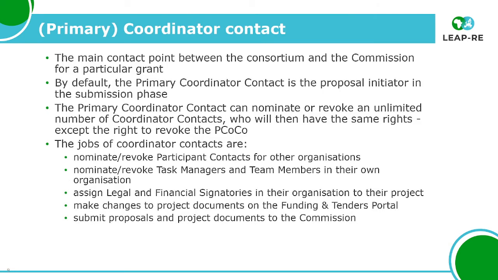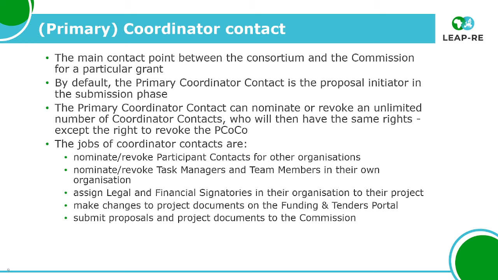Coordinator contacts, which is also a project role, are the main contact point between the consortium and the Commission for a particular grant. By default, the primary coordinator contact is the person who initiated the proposal in the submission phase. The primary coordinator contact can nominate or revoke an unlimited number of coordinator contacts who will then have the same rights, though they cannot revoke the primary coordinator contact.